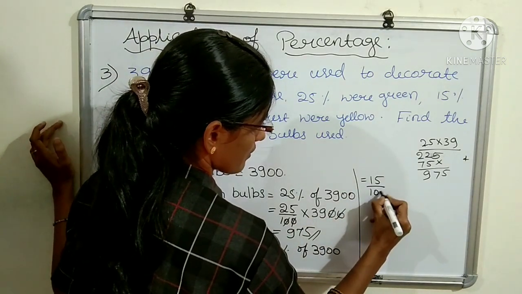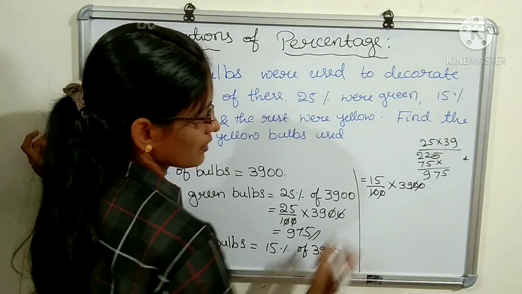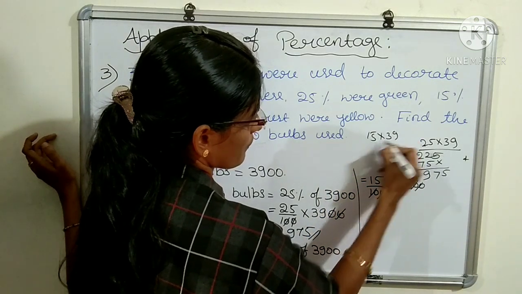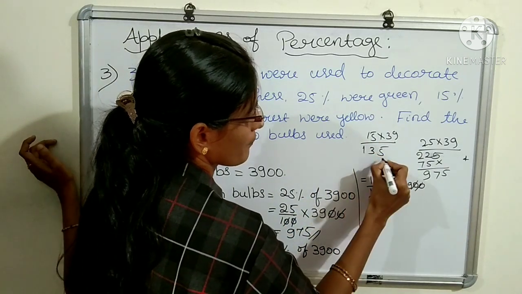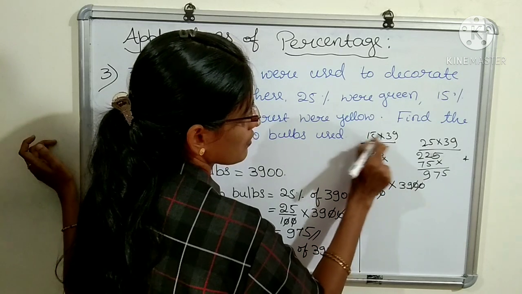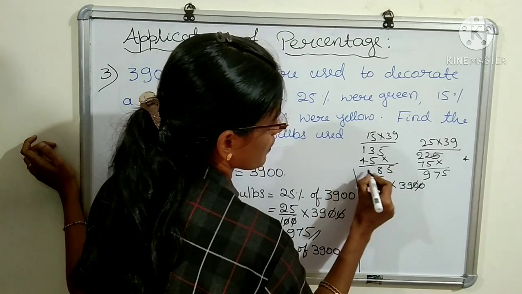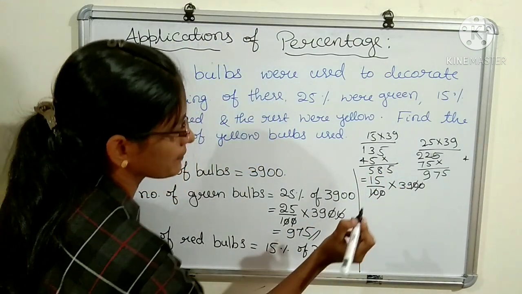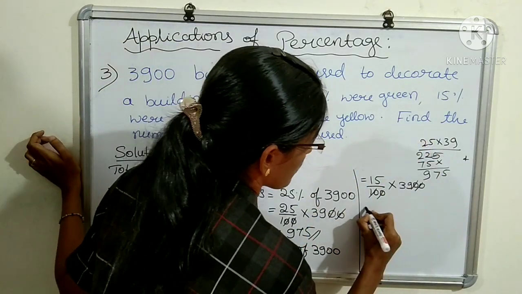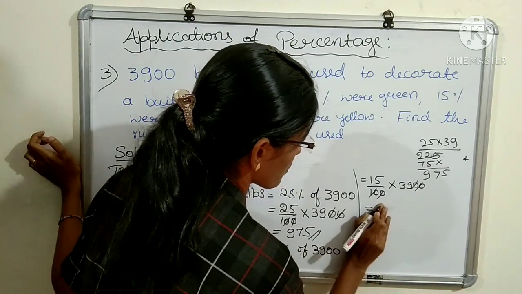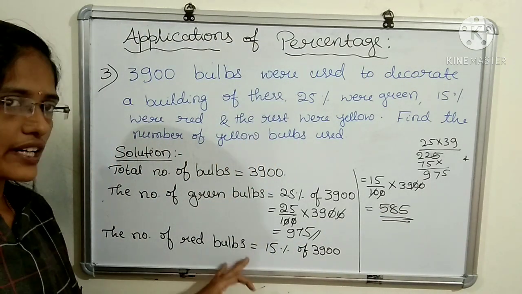So 15 by 100 into 3,900. Zeros cancelled. Here 15 into 39. 9 5s are 45. 9 1s are 9 plus 4, 13. 5 3s are 15. 3 1s are 3 plus 1, 4. Now 5 8 5. Now how much, students? Rupees, sorry, here how much? 585 is what? It is the total number of red bulbs.